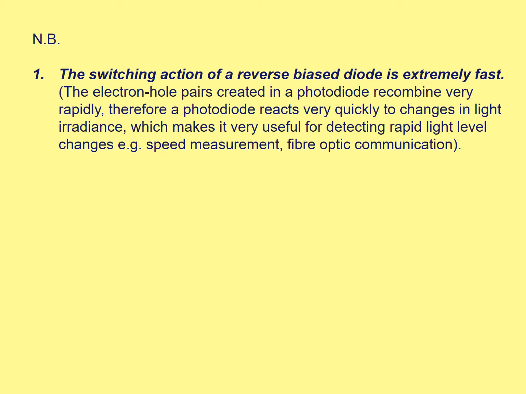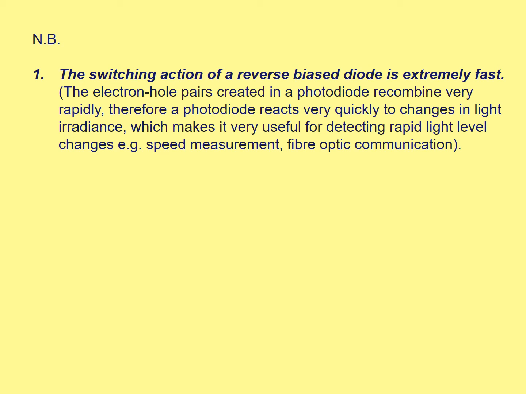Because of this, we can say that a photodiode can be very, very useful in detecting rapid changes in light level. So, for example, if I was measuring the speed of something moving very, very fast, I could use the reverse bias diode for a light gate, or in fiber optic communication, where we have rapid changes in light level, which effectively represent rapid changes in electrical energy. Those rapid changes are zeros and ones. That's data transfer. We need that to be quite quick.